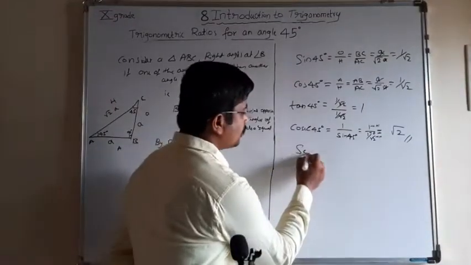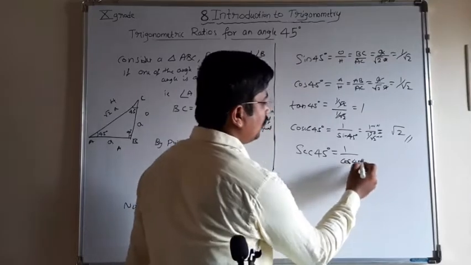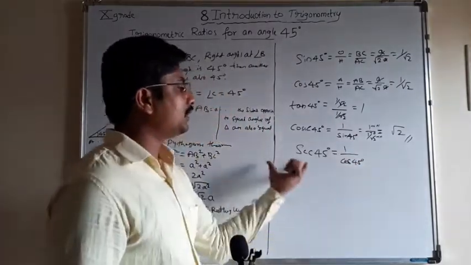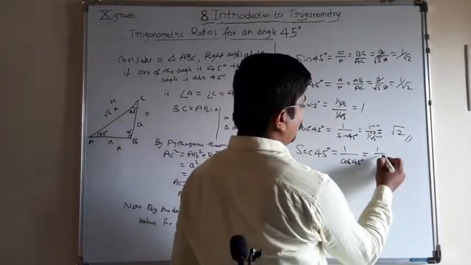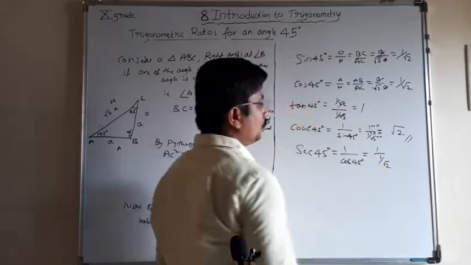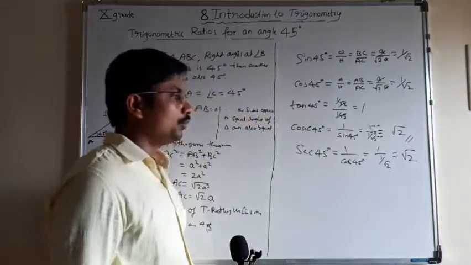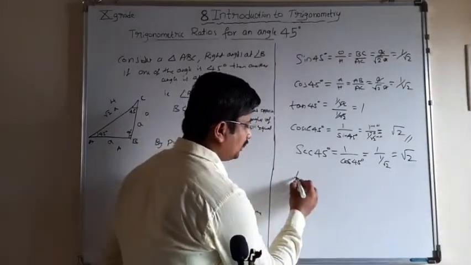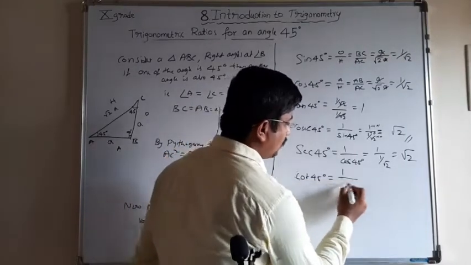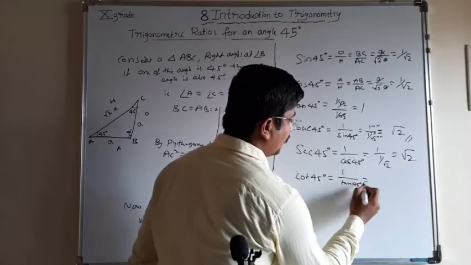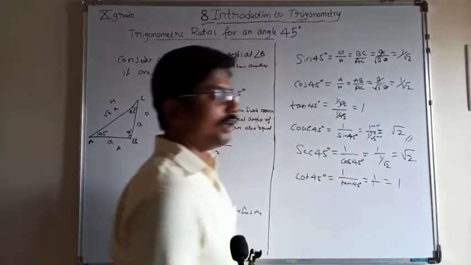Next, sec 45 degree is equal to 1 divided by cos 45 degree, because the reciprocal of cos 45 degree is sec 45 degree. Cos 45 degree is 1 upon root 2, so sec 45 degree is also equal to root 2. The last trigonometric ratio, cot 45 degree, is the reciprocal of tan 45 degree, that is 1 divided by 1, which is equal to 1.